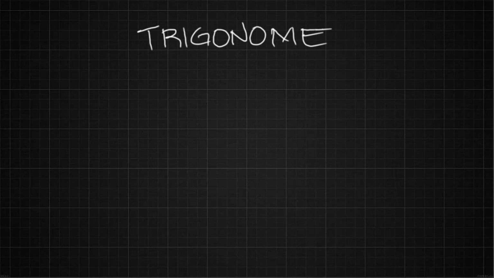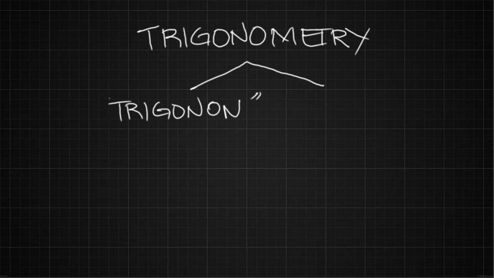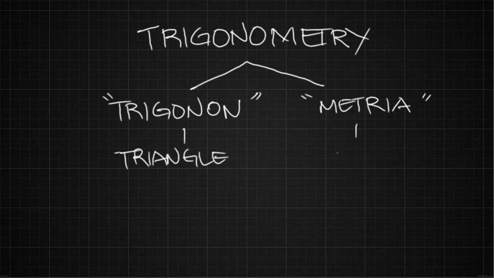Hello and welcome to the Random of Science, and today we will discuss the origins and the fundamental concepts of trigonometry. Trigonometry comes from the Greek words trigonon and metria, which means triangle and measurements respectively. And based on those words, we could know the meaning of trigonometry, which is the measurements of triangles.